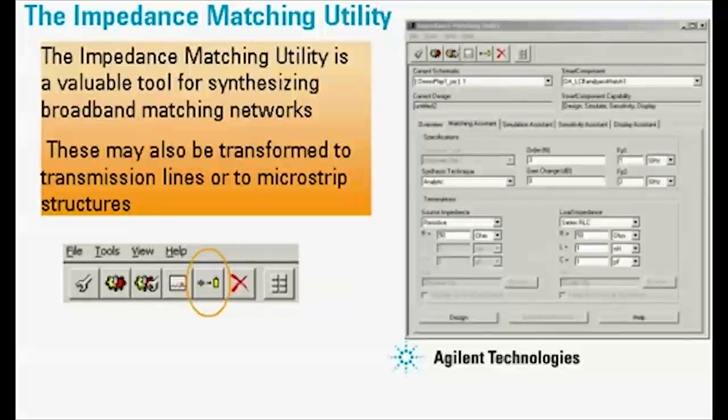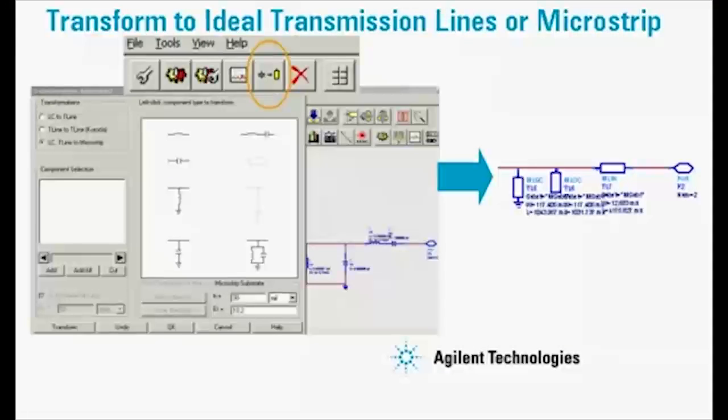Transforms are also available in the impedance matching utility. To perform a transform, the Transformation Assistant may be launched after the network has been synthesized. Options include transforming to ideal transmission lines, Kuroda transforms for transmission lines, and lumped components or transmission lines to microstrip structures. The component types are selected and the desired structure is chosen from the options given. As each component or group is transformed, the schematic updates automatically.